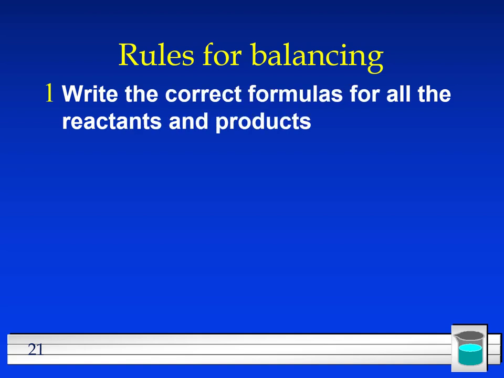Okay. Step number one, write the correct formulas for all the reactants and products. You have to describe what's really happening. If you don't write the correct formula, you're describing a different reaction. I have to make carbon monoxide, I can't make carbon dioxide, even though carbon dioxide would make my life easier balancing.